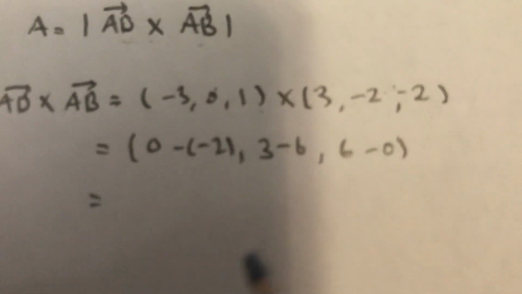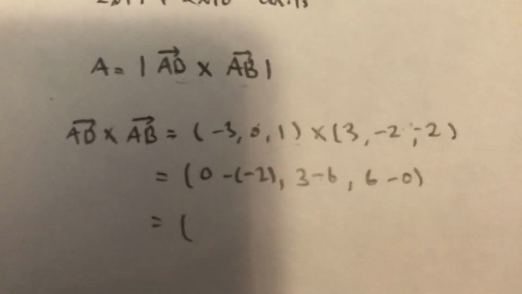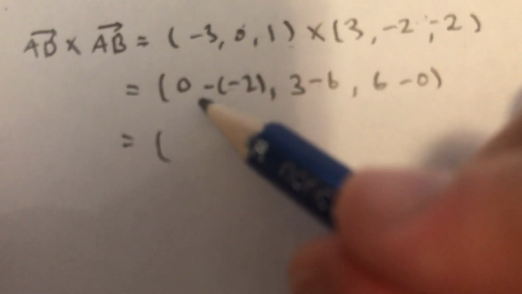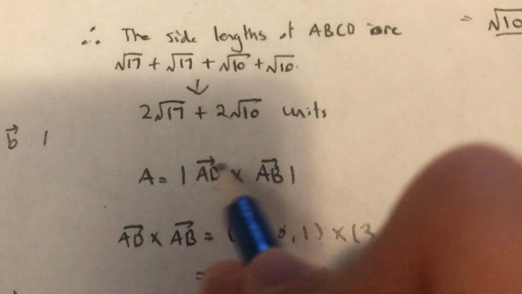Simplifying these, the cross product of vector AD and vector AB would be: 0 subtract -2, which is just 2; 3 minus 6, -3; 6 minus 0, which is just 6. So here we have the cross product. And now we need to find the magnitude of the cross product. So let's write that. The magnitude of vector AD cross vector AB will be the whole thing square rooted.